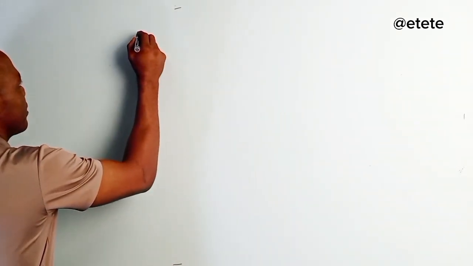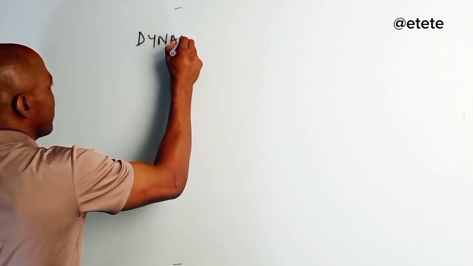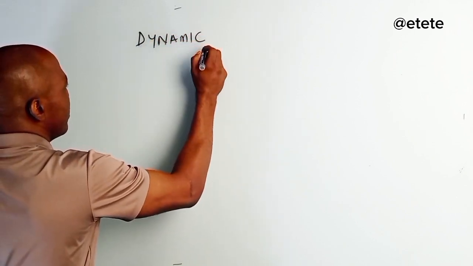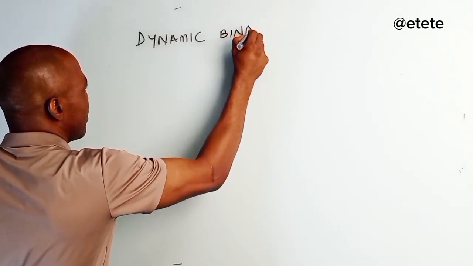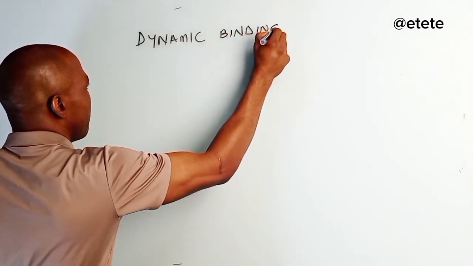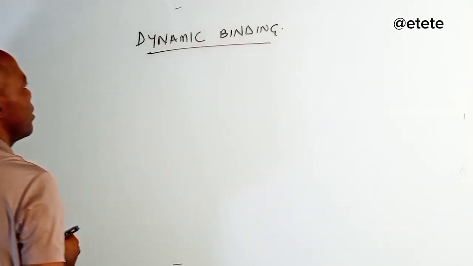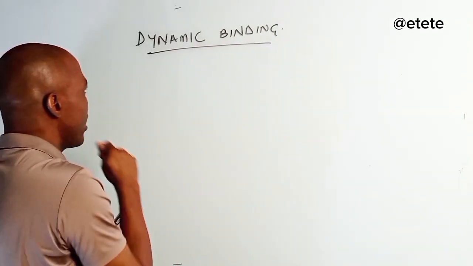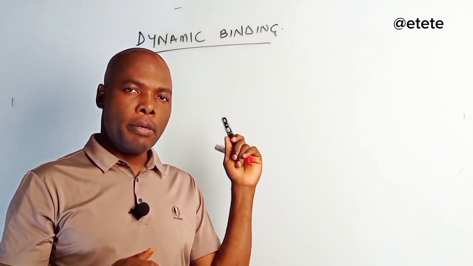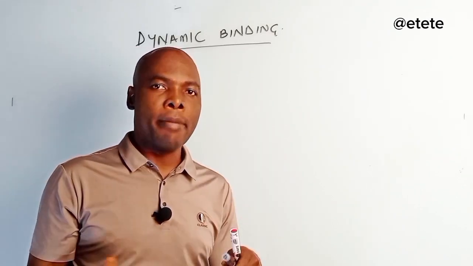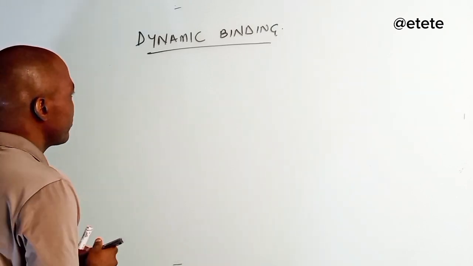So we are looking at dynamic binding, right? Okay. Python actually resolves method calling at runtime, not at compile time. So we are going to look at this.